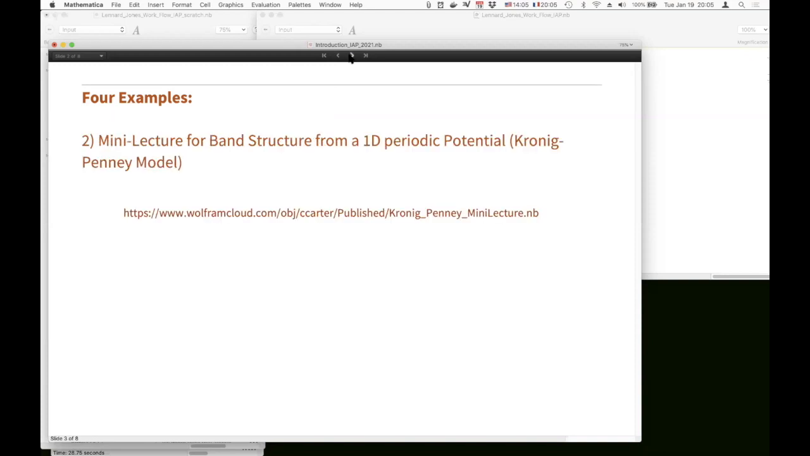I have 4 examples. The second example is just a mini lecture on calculating the band structure from a 1D periodic potential. So this is known as the Kronig-Penney model. It involves solving the Schrodinger equation using Bloch's theorem. Okay, so that might be a little bit specialized.